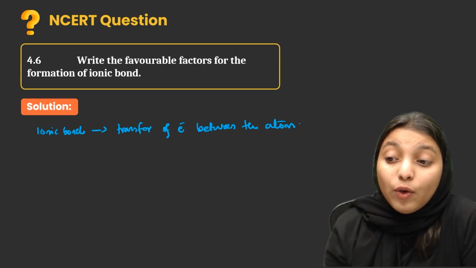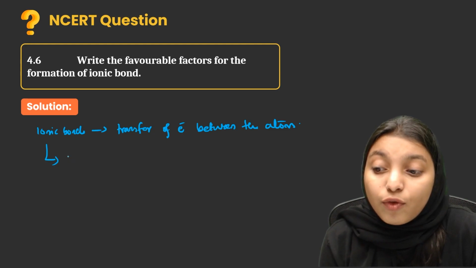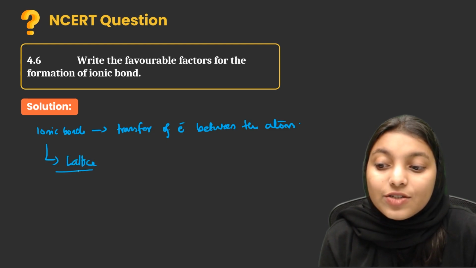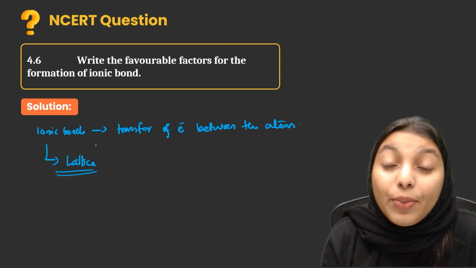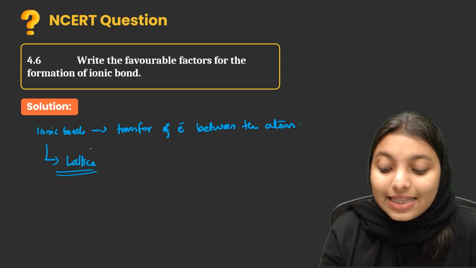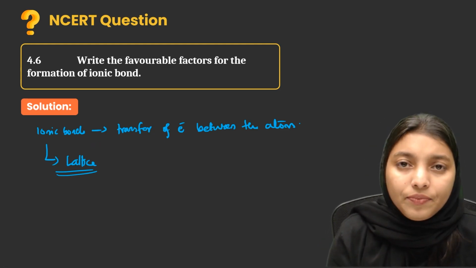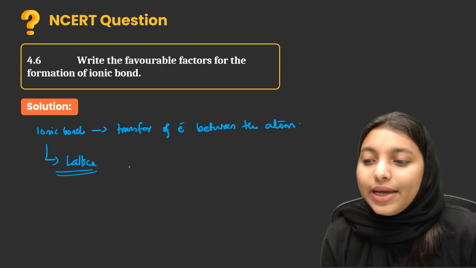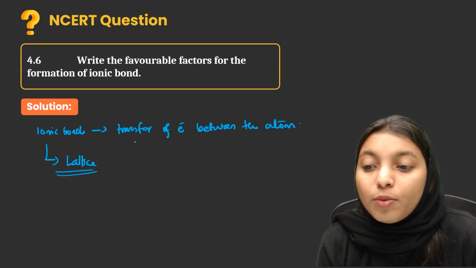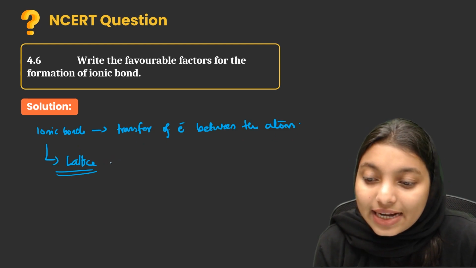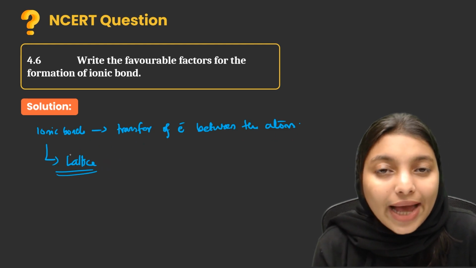Also, ionic bonds mostly form a lattice structure, so their lattice enthalpy must also be high. Clear? So for an ionic bond, transfer of electrons between the atoms is happening and their lattice enthalpy can be taken into account.